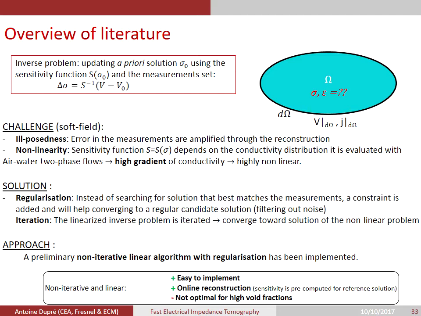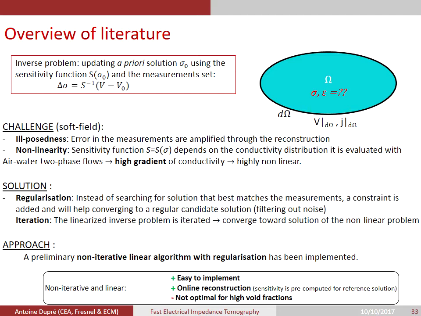The first is ill-posedness. It is because you have error in the measurements. They are amplified in the reconstruction and end up in an unstable algorithm, which is very sensitive to noise. And the solution is to force the candidate solution to be regular by using a constraint that is called regularization, which actually acts as a filter on noise. And it makes a more stable reconstruction.